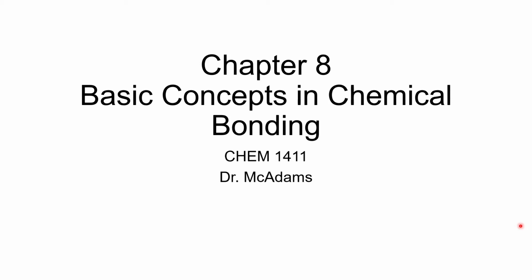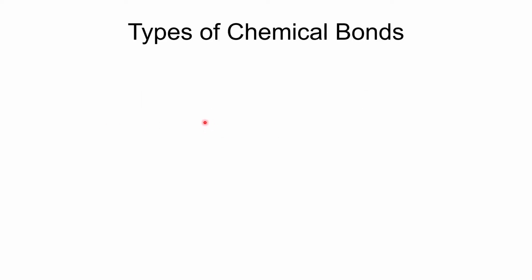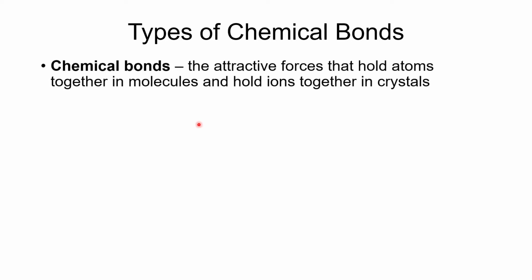All right, in Chapter 8, we're going to be looking at basic concepts in chemical bonding. We're going to be interested in the different kinds of bonding and how we measure it and how we draw structures and all kinds of fun stuff. So we're going to start by looking at the different types of chemical bonds. And we've already talked about some of these, so this won't take too terribly long.